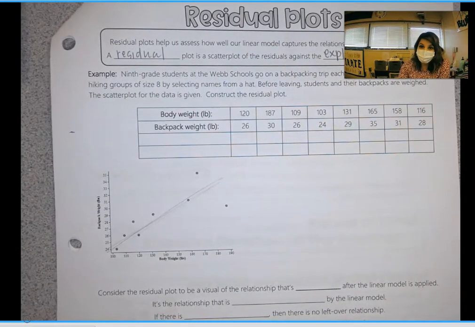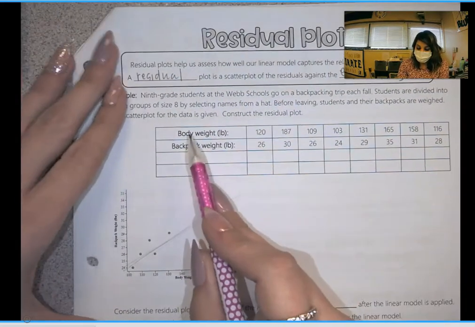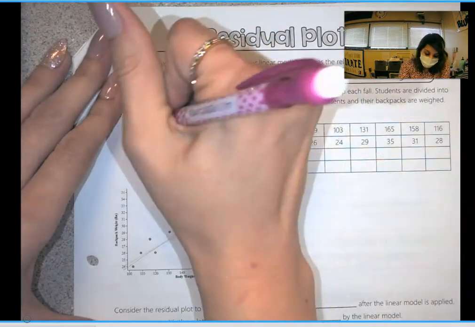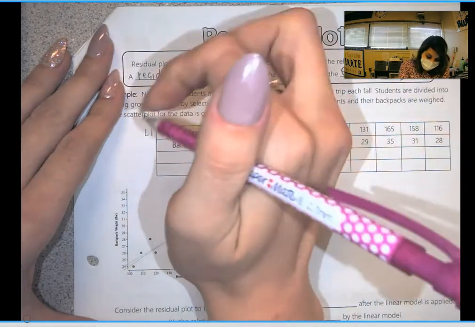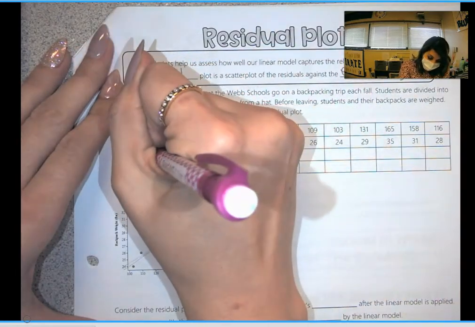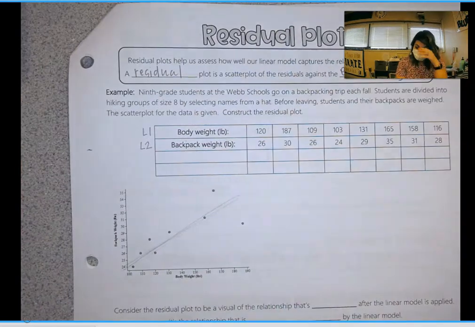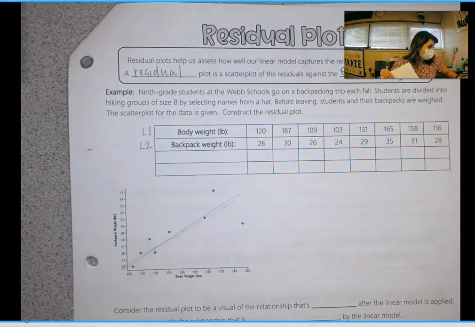To do this, we're going to rely pretty heavily on our calculator. Step number 1 is to enter body weight into list 1 and backpack weight into list 2. You do not have to use those lists. I am going to use those lists because they're going to make the process that we're about to follow a little bit easier.